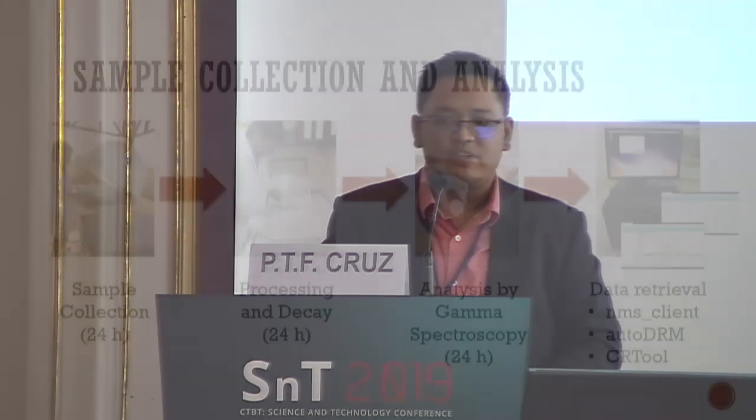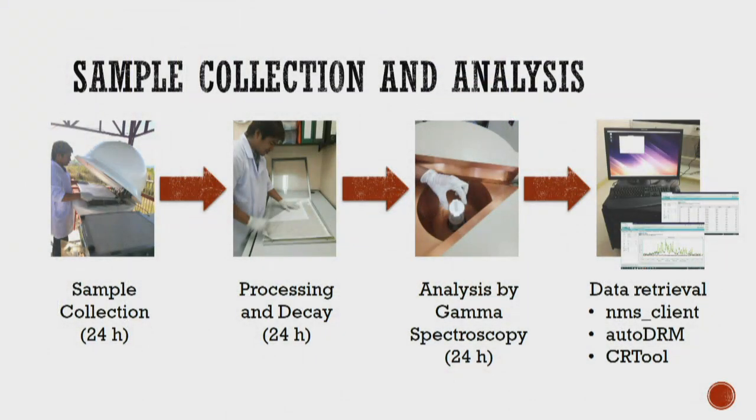So for us, we're quite familiar with the methodology. We have 24-hour sample collection, followed by a 24-hour decay process to remove short-lived radionuclides, followed by a 24-hour analysis by gamma spectroscopy, and these are all automatically sent by our stations to the IDC, which NDCs can then further retrieve using various methodologies such as the NMS client, the AutoDRM, and the web-based CR tool.